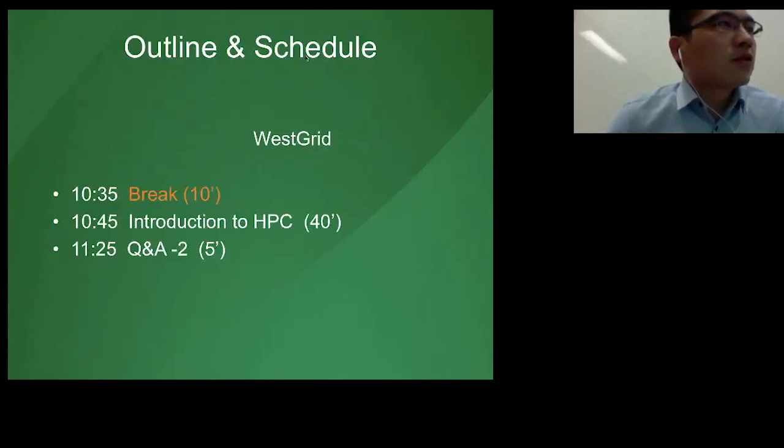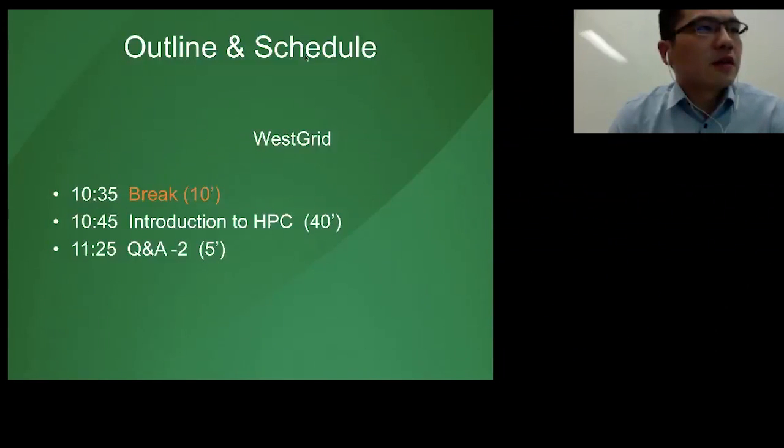I can introduce the outline and schedule for today. In total we have 90 minutes. I would split this talk into 2 parts. In the first part I will introduce Compute Canada and WestGrid. And then in the second part, I will introduce the high-performance computing technology itself. Between the 2 parts, there is a 10-minute break. And at the end of each part, I leave 4 minutes for questions and answers.